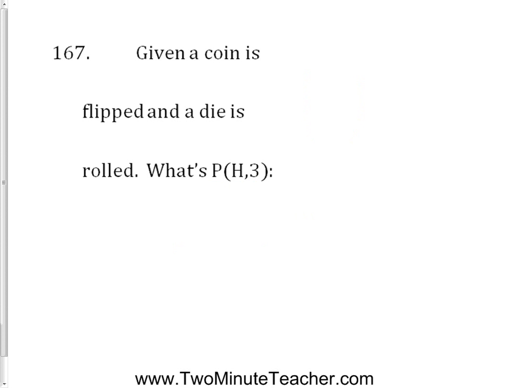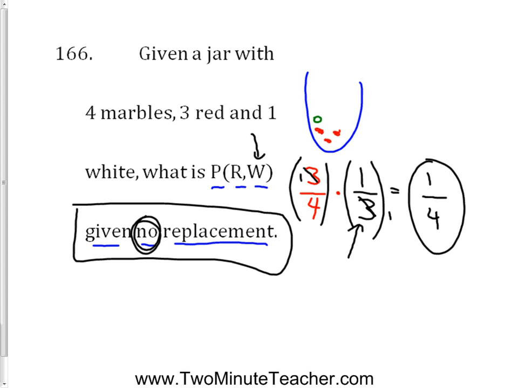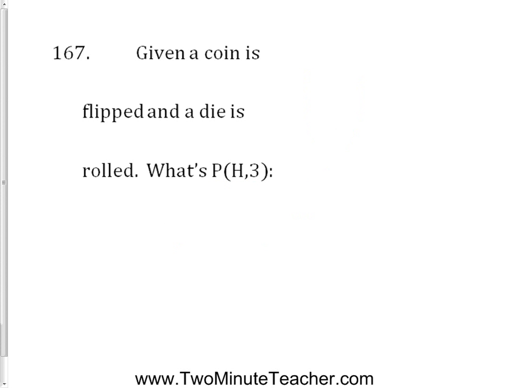Given a coin is flipped and a die is rolled, what is the probability of H, 3? That means getting a heads and then getting a 3. Well, these are obviously independent of each other. The other one could be called dependent, where you were drawing a marble out and then that changed the probability of the other marble. This one, though, is independent because the coin, once it's flipped, isn't going to affect the die at all. Okay? So independent probabilities like this, you still multiply them, but the thing is that they don't change each other. All right?